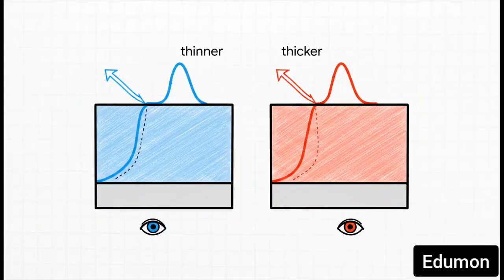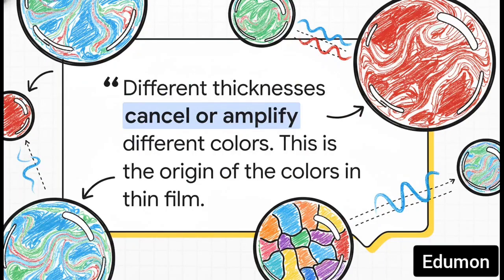And this is the whole secret right here. That second wave had to travel a tiny bit farther, down through the film and back up again. And whether that extra distance makes its peaks line up with the first wave depends completely on two things: the wavelength of the light, which is what we see as color, and the thickness of the film at that exact spot.